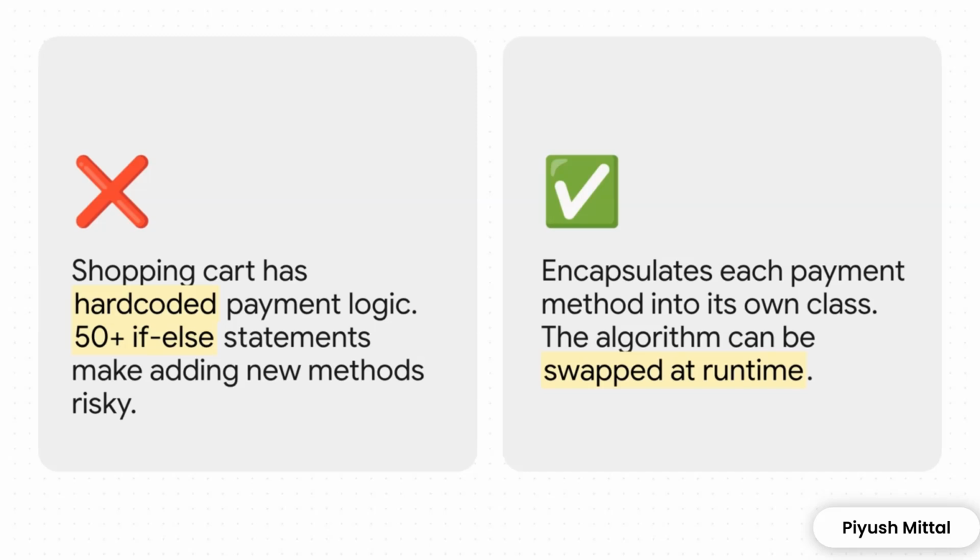A giant block of if-else statements handling payment logic. Adding a new payment method is a nightmare. It's messy, it's risky. But the strategy pattern, it cleans this up completely. It takes each algorithm, each different payment method, and wraps it up in its own little strategy class. The shopping cart then just gets to pick the strategy it needs when it's time to pay.